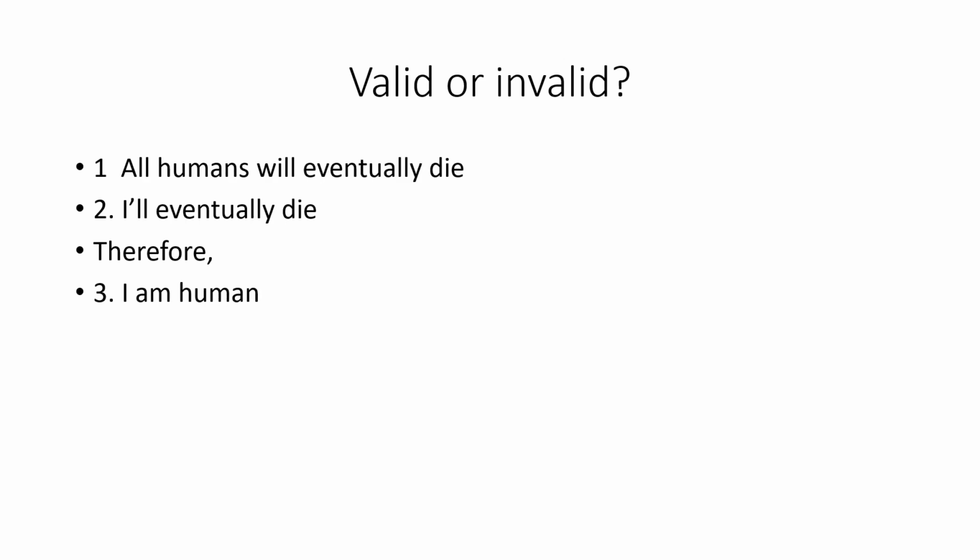Let's look at this argument here. All humans will eventually die. I'll eventually die. Therefore, I am human. So this is slightly different to the first argument, where I was arguing before that I'll eventually die, and now it's being argued that I am human. So the premises are that all humans will eventually die and that I'll eventually die, to argue for the conclusion that I am human. Now let's see if it's valid.